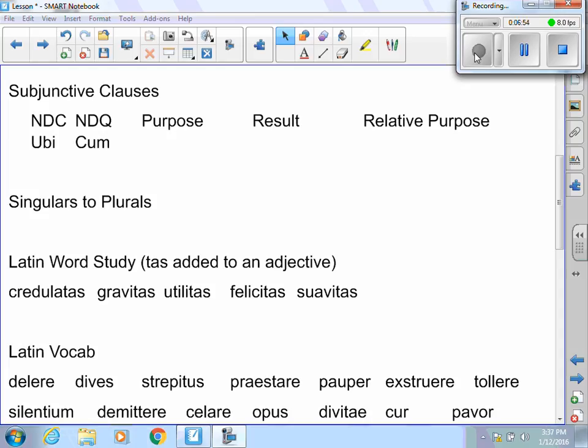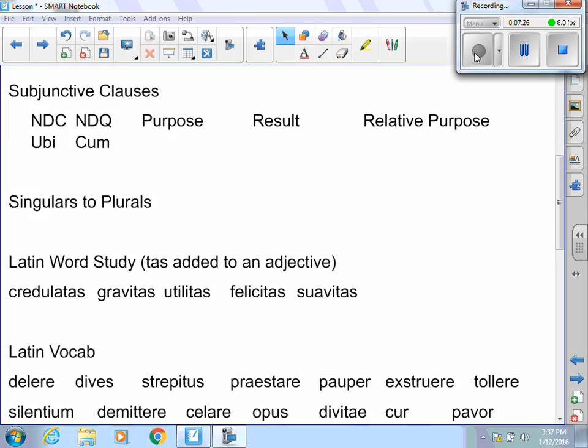Okay, subjunctive clauses, you have several. You have an indirect command, you have an indirect question, a purpose, a result, a relative purpose, an ubi, and a cum clause. Now, not all of these clauses are on the exam, but the ones that are, are kind of tricky. So make sure that whenever you're looking at a purpose clause, look at the verb. If you see that ut, look at the verb, because if the verb is a commanding verb, then it's an indirect command. If it's not a command verb, then it's a purpose clause. But make sure that you look for that indirect command word just before the ut, because that's tricky.